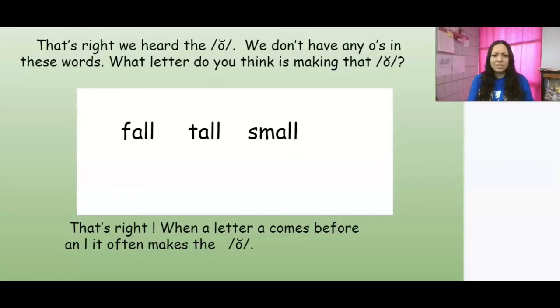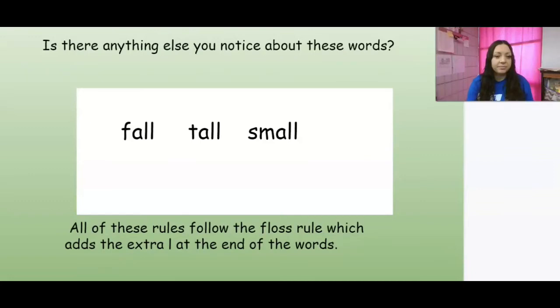Look at these words. We don't have any O's in these words, so what letter do you think is making that ah sound? All, tall, small. That's right. When a letter A comes before an L, it often makes the ah sound. So if it's right in front of an L, it might sound like an O instead of an A. Is there anything else you notice about these words?